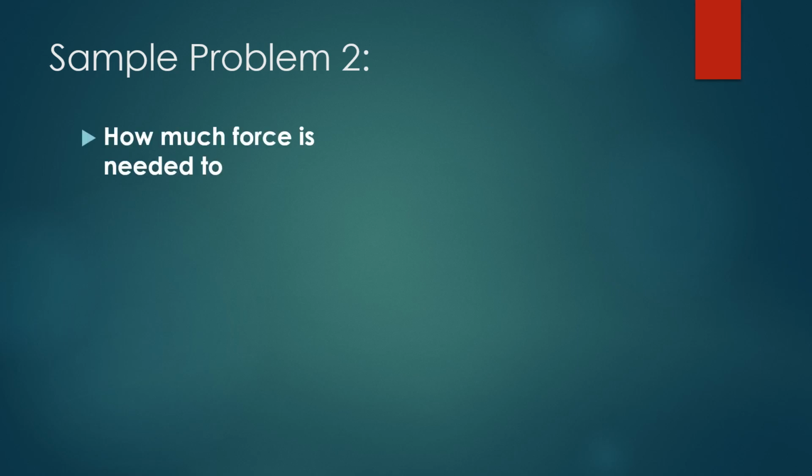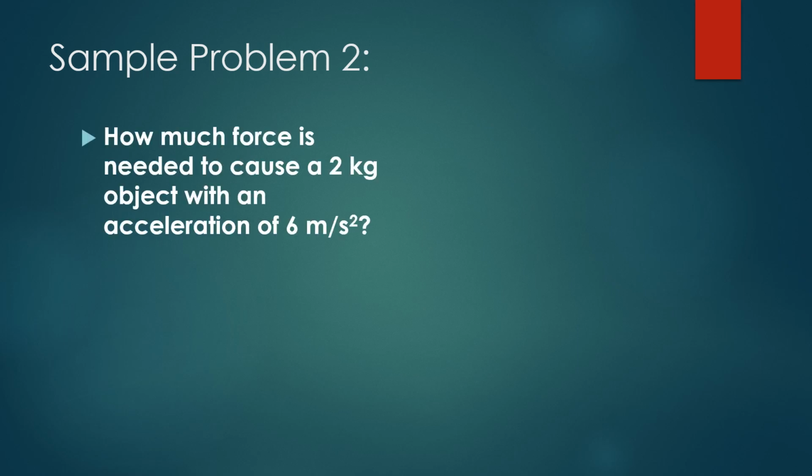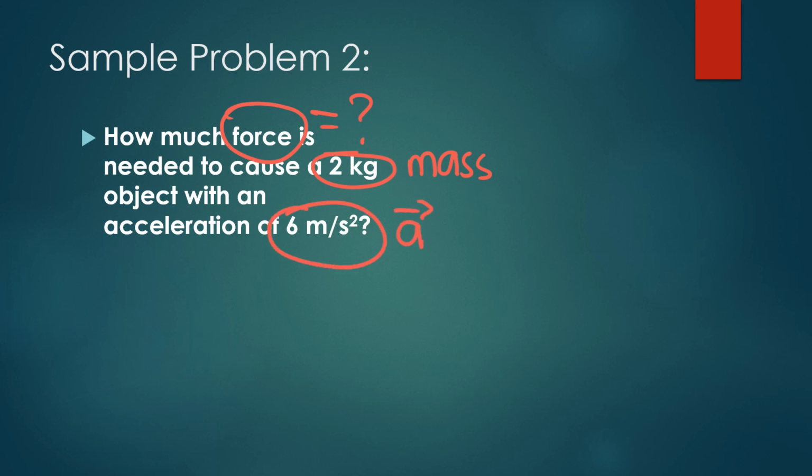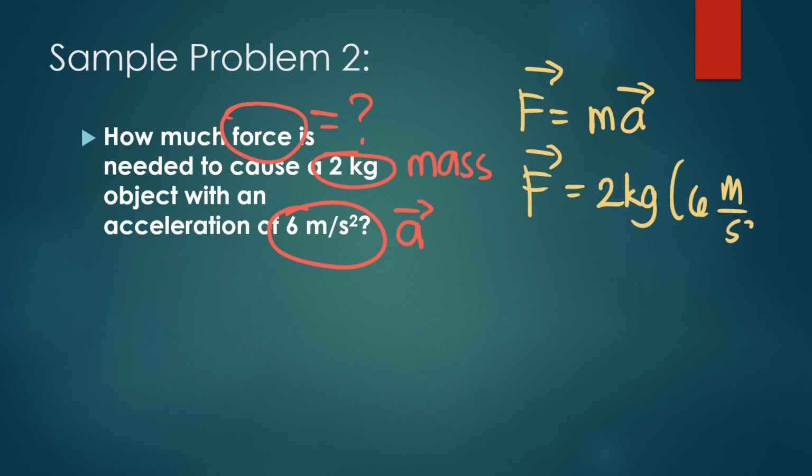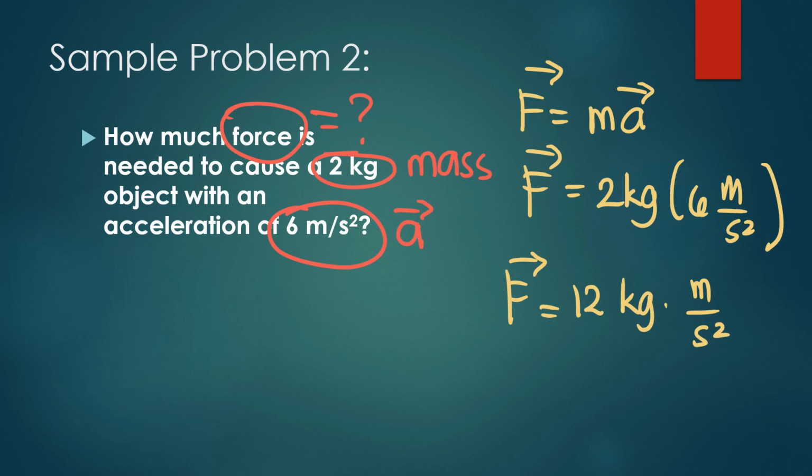Problem number 2. How much force is needed to cause a 2 kilogram object an acceleration of 6 meters per second squared? The force is unknown, while mass is 2 kilograms and the acceleration is 6 meters per second squared. The formula is F equals ma. Force equals 2 kilograms times 6 meters per second squared. Force equals 12 kilograms meters per second squared, which is the same as 12 newtons.